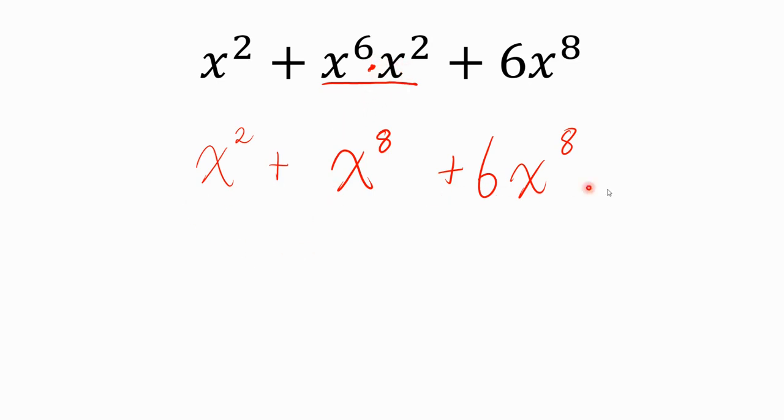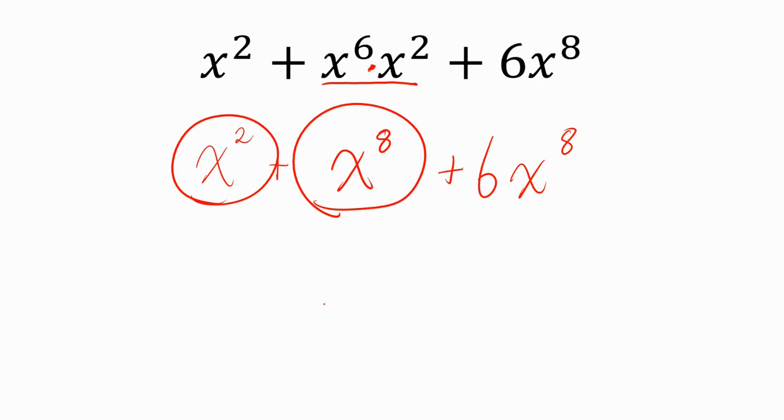And then this line looks good. They brought down their x squared. They brought down their 6x to the power of 8. That's great. However, can we add all of these terms together? Well, let's look. x squared and x to the power of 8. Are those like terms? Well, they both have x's, but that's not all you need. You also need to have the same exponent, which they do not have. So no, these are not like terms.